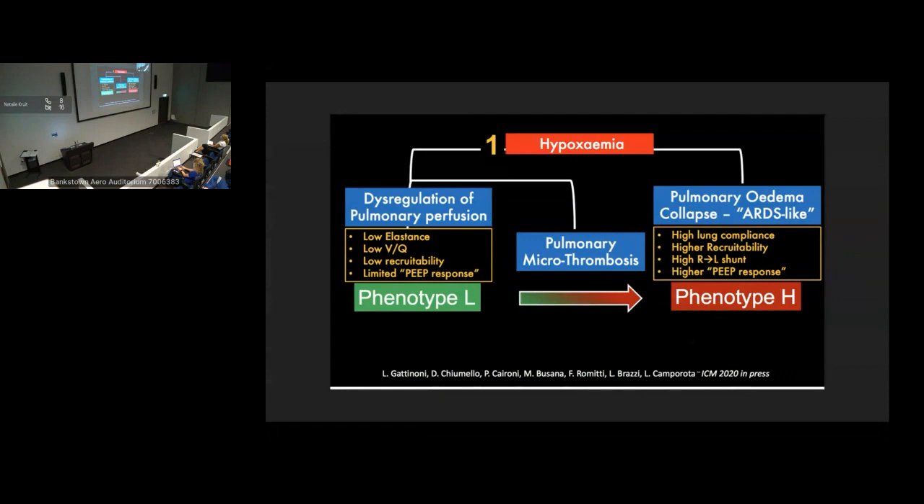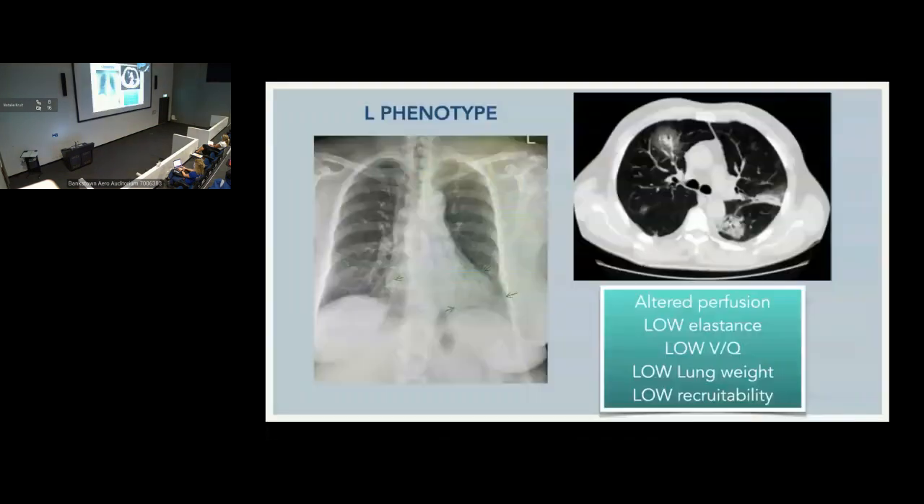So we've probably all heard about the H type and the L types that were initially proposed by Gattinoni, who's probably one of the most published researchers on mechanical ventilation in the world. So he described the L type, which is basically characterised by low everything, and that normally happens in the early phases of the COVID illness. It's basically characterised by an alteration in perfusion of the lung. So there's something going wrong with the blood vessels supplying the lung.